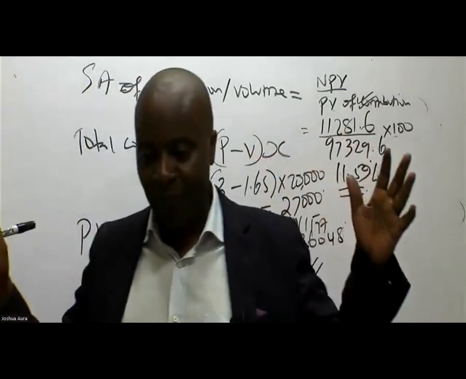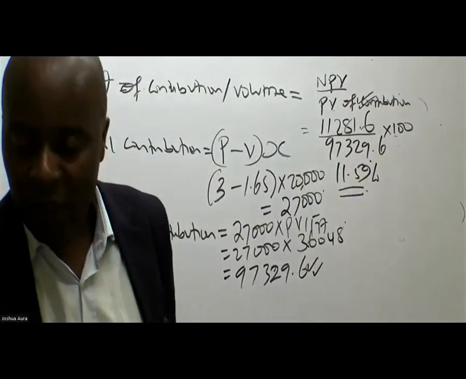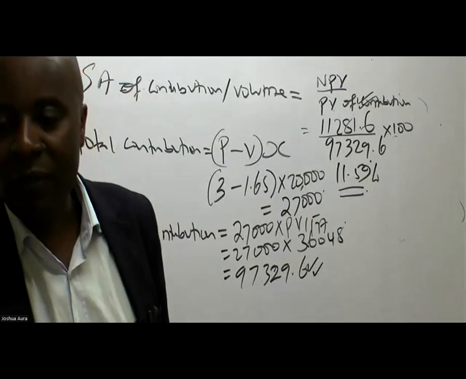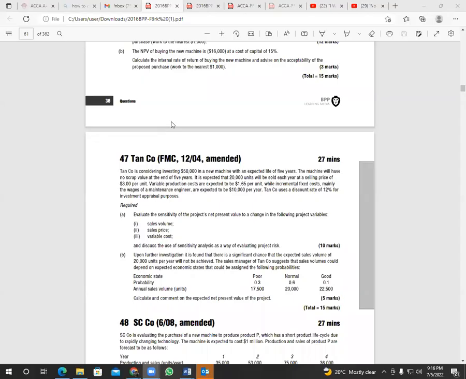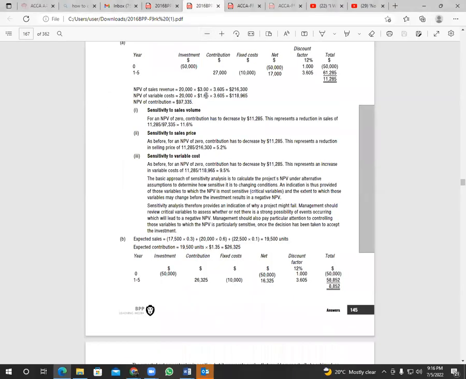Thank you. Now, how about this other one? And you can check. Remember, you have the answers. Yours is basically to come and look at this. You can see sensitivity analysis of sales volume. You said it's 11.59. They are getting 11.6.